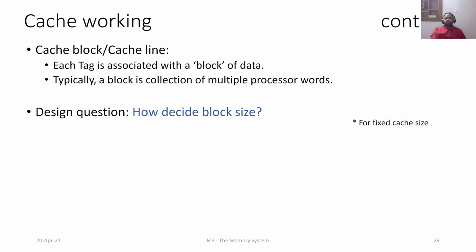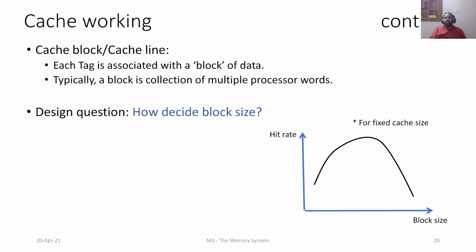Again for the same set of standard benchmarks, the hardware designers studied how the cache performance would be. The x-axis is now increasing block size, let's say from 1 to maybe 128 bytes or 256 bytes, etc. They have observed what would be the hit rate, and typically the graph would look something like this. So we have an inverted U.